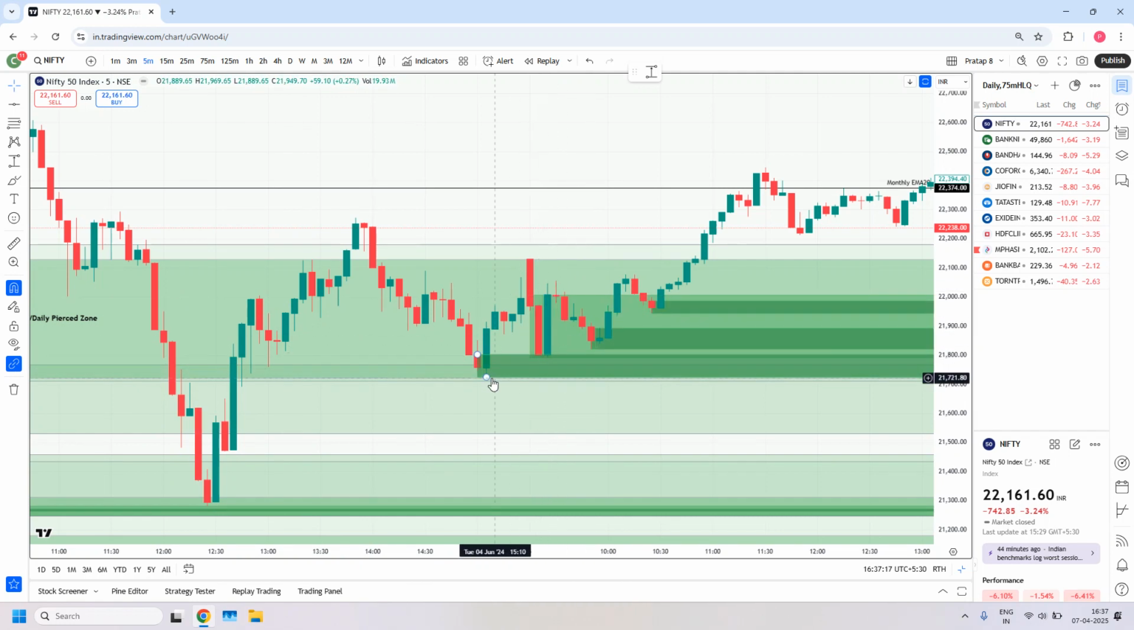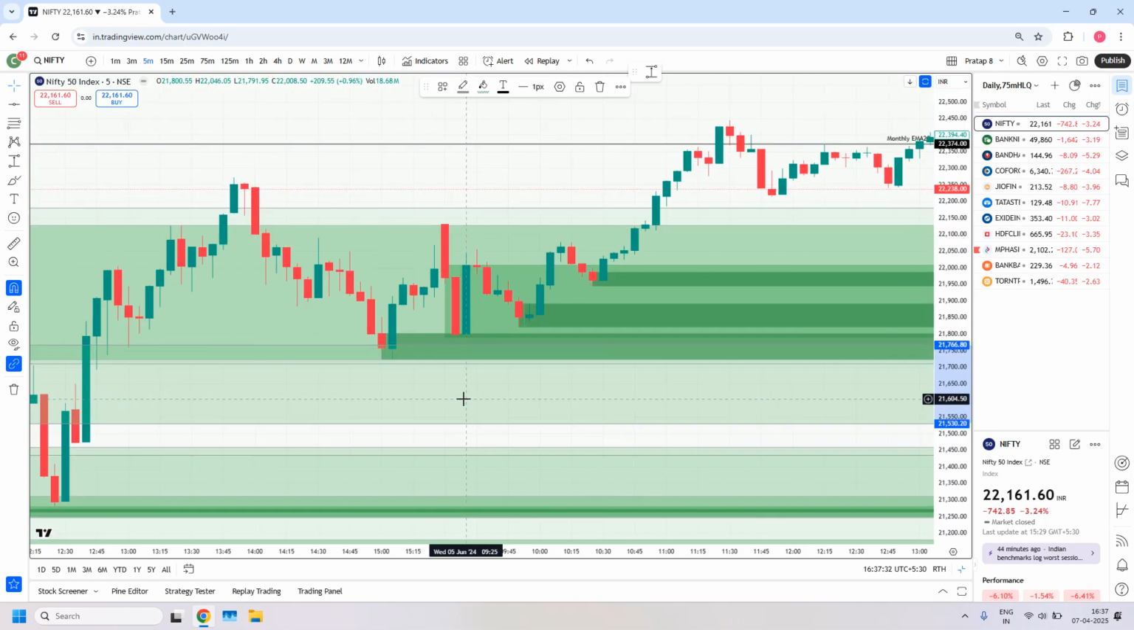And by bridging both, we have this 5 minutes horizon. What is the meaning of bridging? Bridging this daily zone and weekly zone. This 5 minute zone is there, exactly overlapped in weekly as well as daily pierced zones.